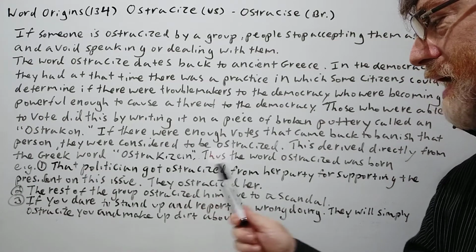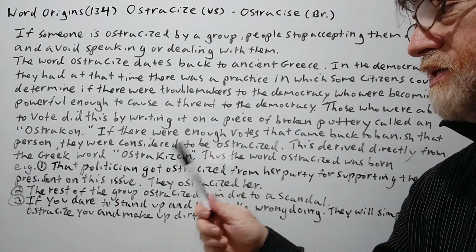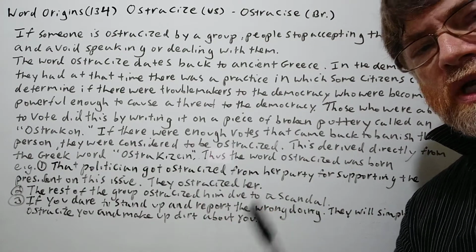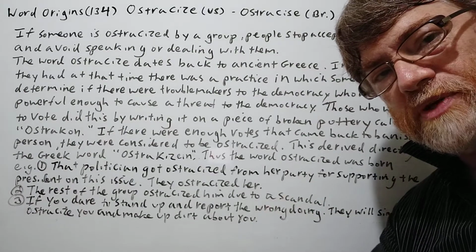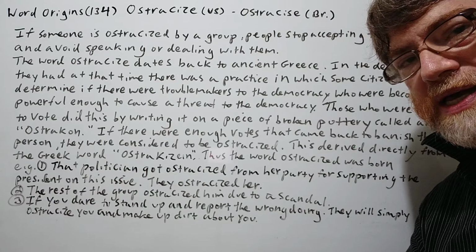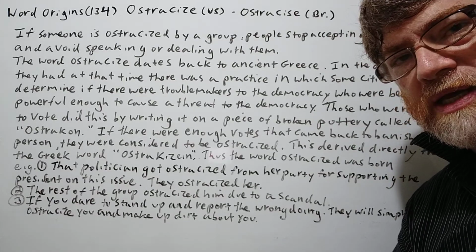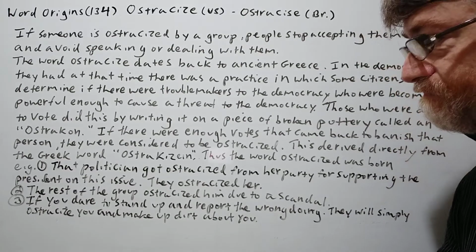That politician got ostracized from her party for supporting the president on this issue. So in this case, of course, that would mean the president was probably in the opposite party. Okay, and she supported him on this issue, and they didn't like that. Sometimes we say toe the line or go with them, so they ostracized her.